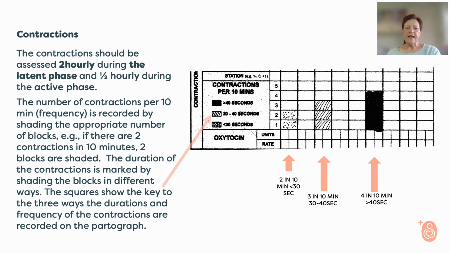Now, during the latent phase of labor, we assess the contractions 2 hourly, and during the active phase of labor, we do it half hourly. And here is the indication of how I've set the key that we are using. Here you can see there were 2 contractions in 10 minutes that was less than 20 seconds long. Here is 3 contractions in 10 minutes that's between 20 and 40 seconds long. And here you can see 4 contractions in 10 minutes that's all longer than 40 seconds.